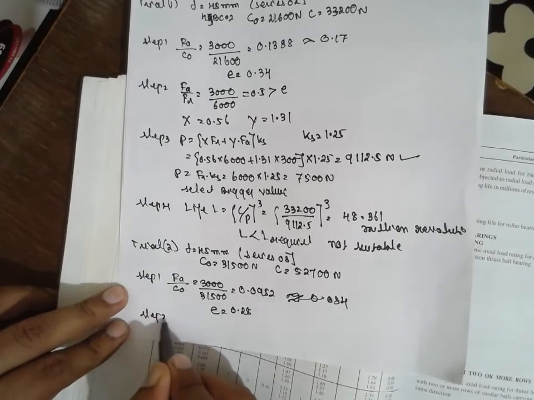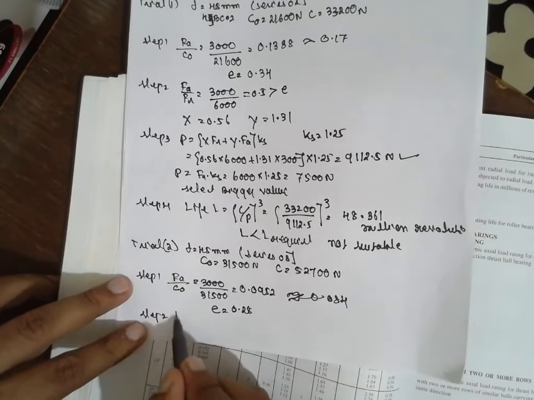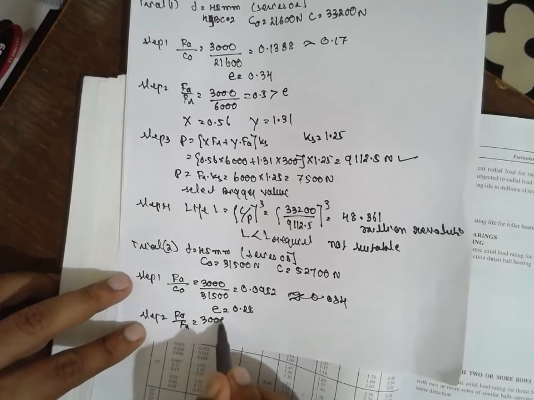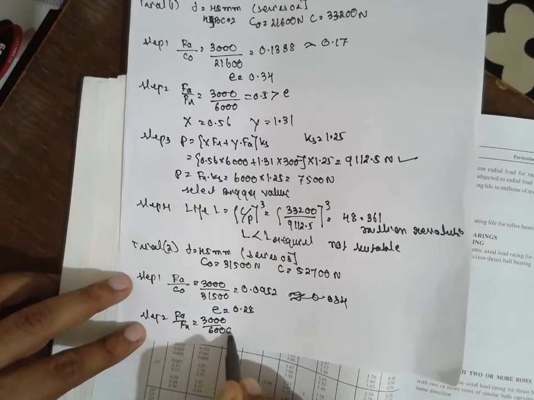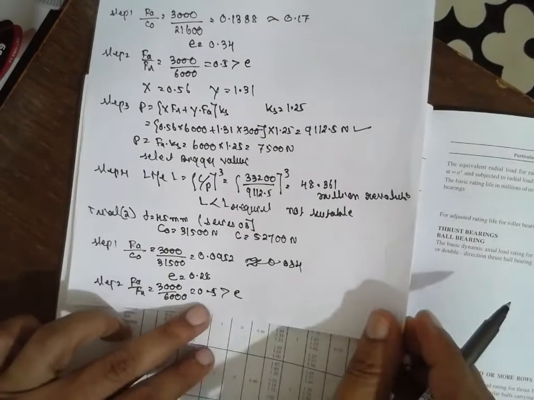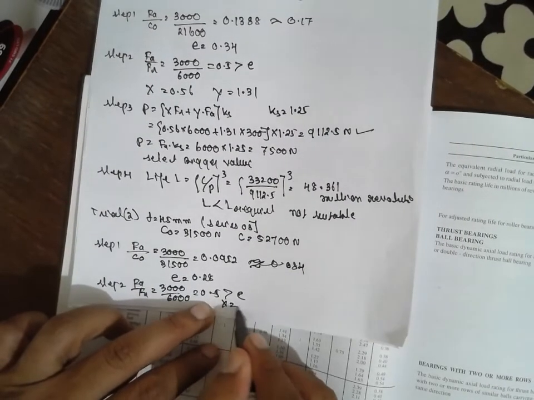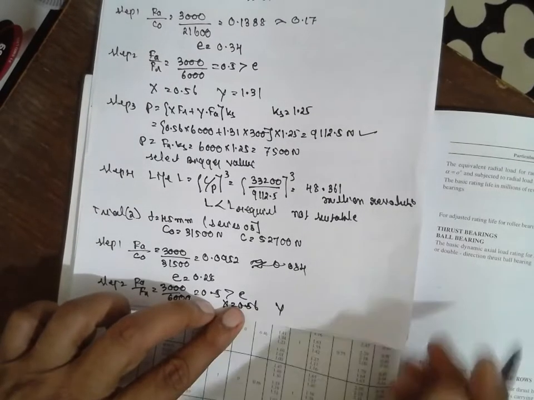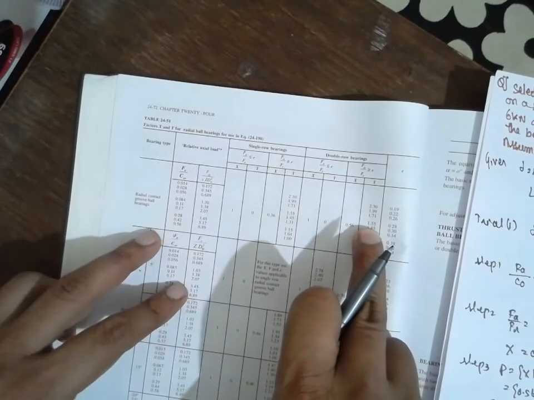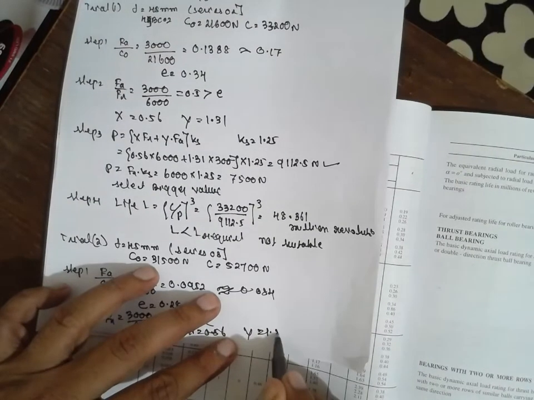Step 2, I have to find out FA divided by FR, which is nothing but 3000 divided by 6000, 0.5, which is greater than E. Then I have to find out the X value. X value is nothing but 0.56, which is common. The Y value can be obtained from the data handbook as 1.55. I'll keep this aside.